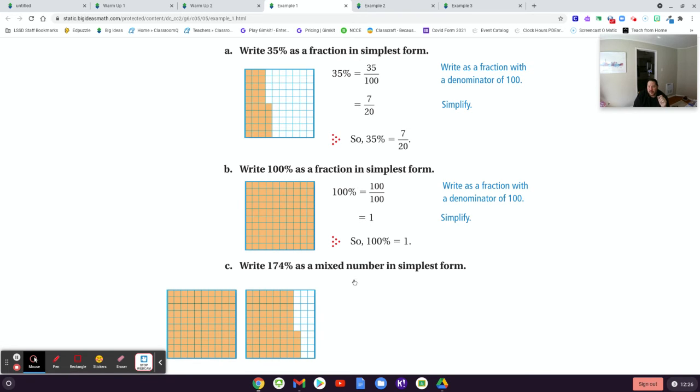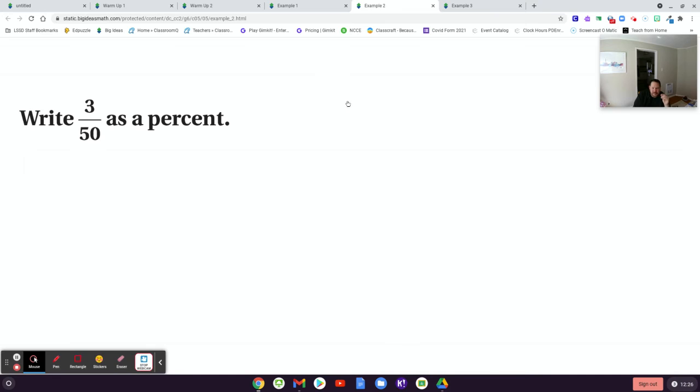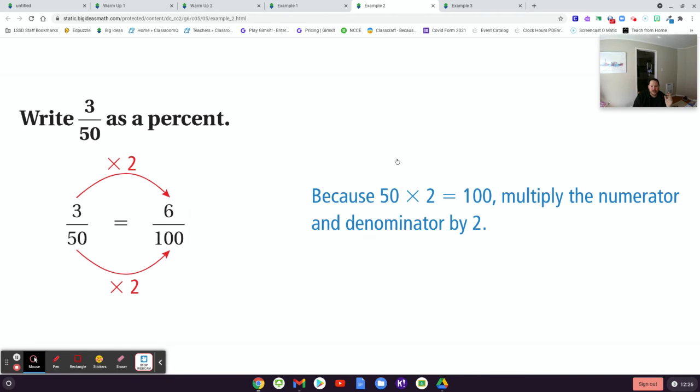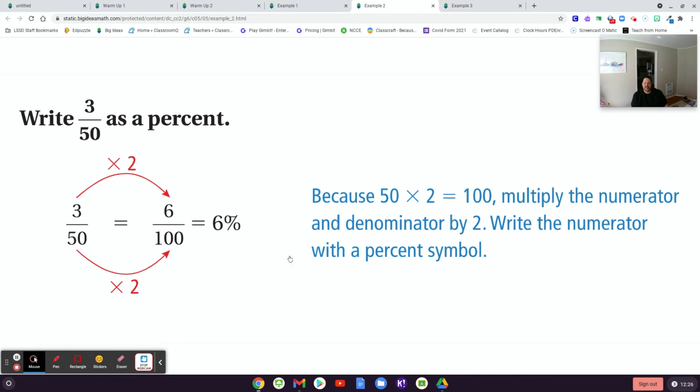And what is 174% as a mixed number in simplest form? Okay, it's 1 and 74 hundredths. That can be simplified to 1 and 37 fiftieths. So basically, you just put it over 100 and then you simplify it. No problemo. There we go. Okay, so you'll be doing some of that. Try this one out. Write 3/50ths as a percent. Okay, so you can just double the 3 and double the 50, and it gives you 6 over 100, which means that 3/50ths is 6%.